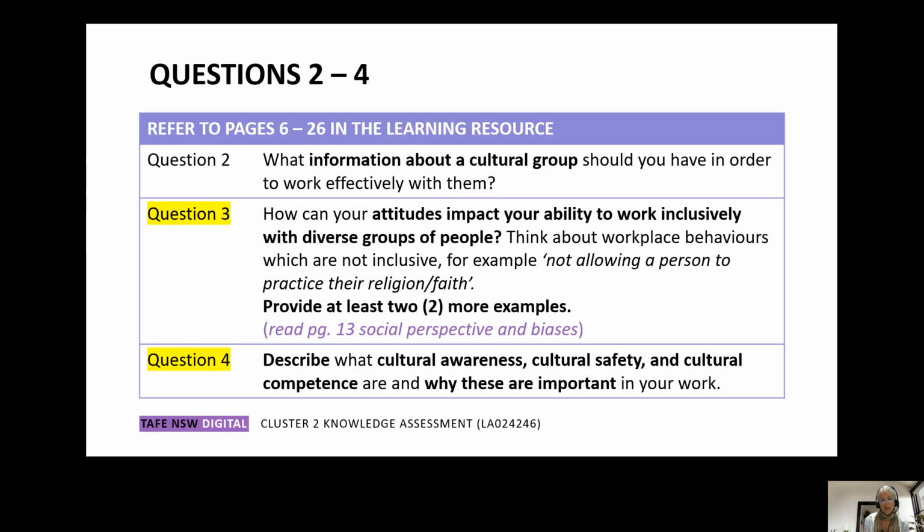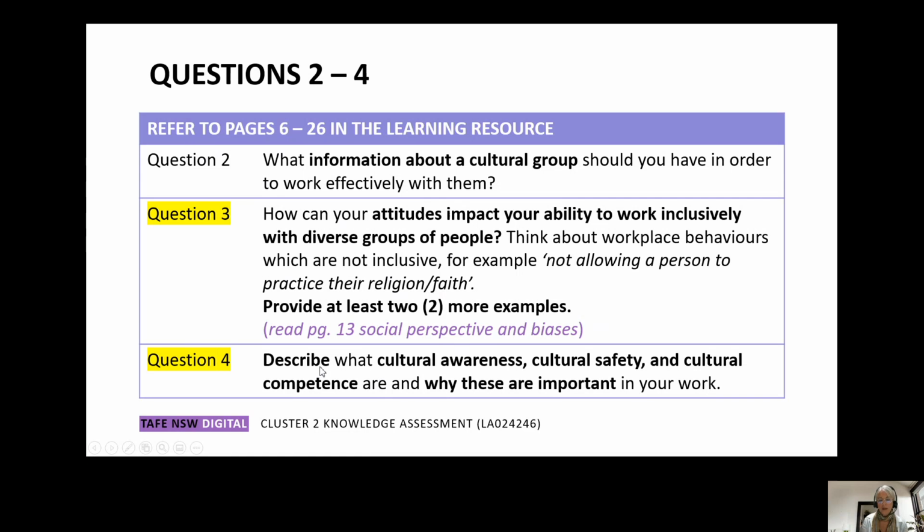Most people cover this question quite well in terms of providing a definition of cultural awareness, cultural safety, and cultural competence. But quite often people forget to answer the second part of the question. So why are these important in your work?